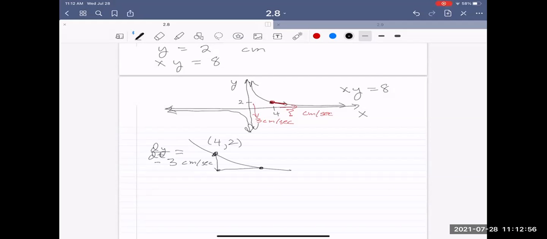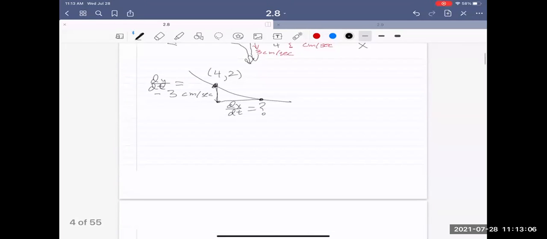So I'm going down. That's why I'm below. So now the question is, well, what's dx dt? Okay. Well, let's figure that out. So xy is equal to 8. Let's differentiate both sides of my equation.